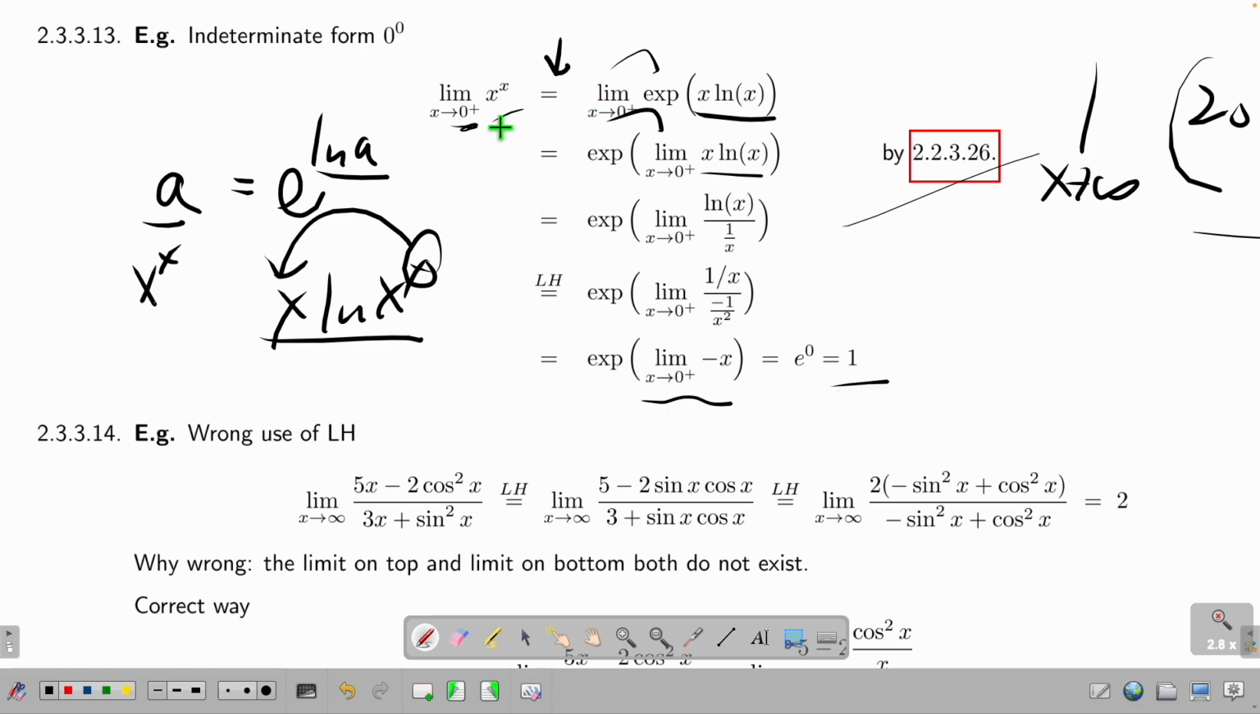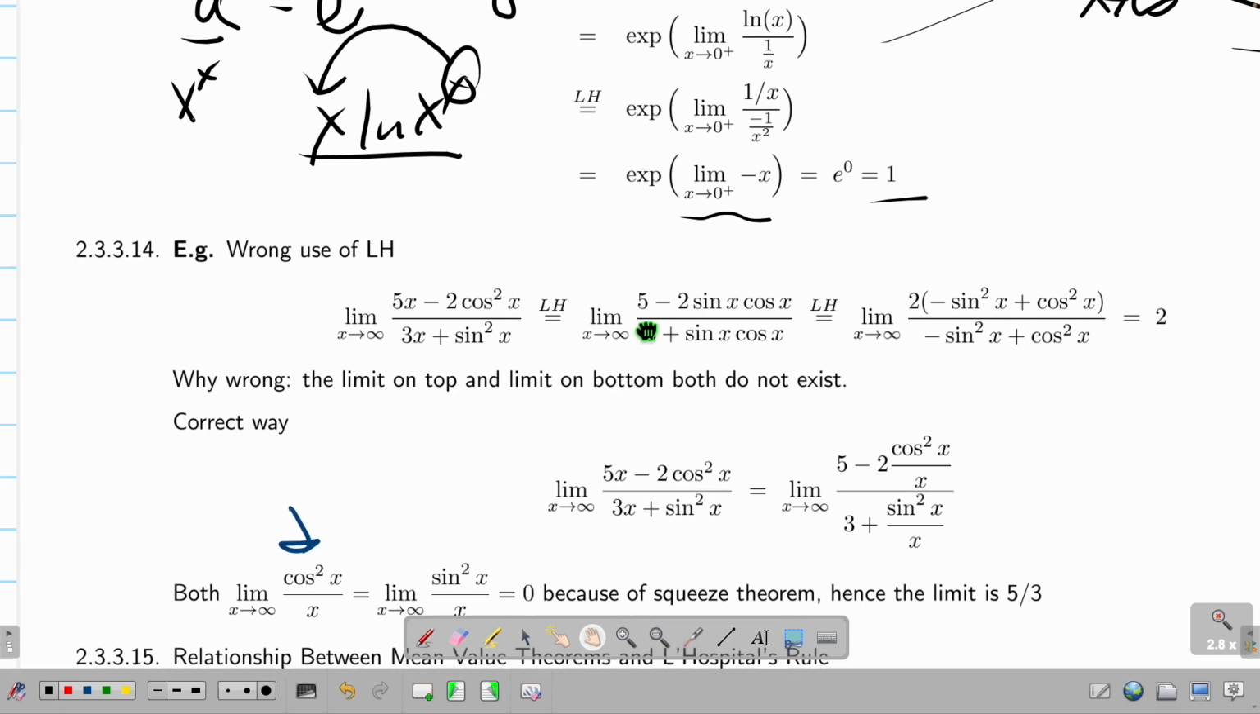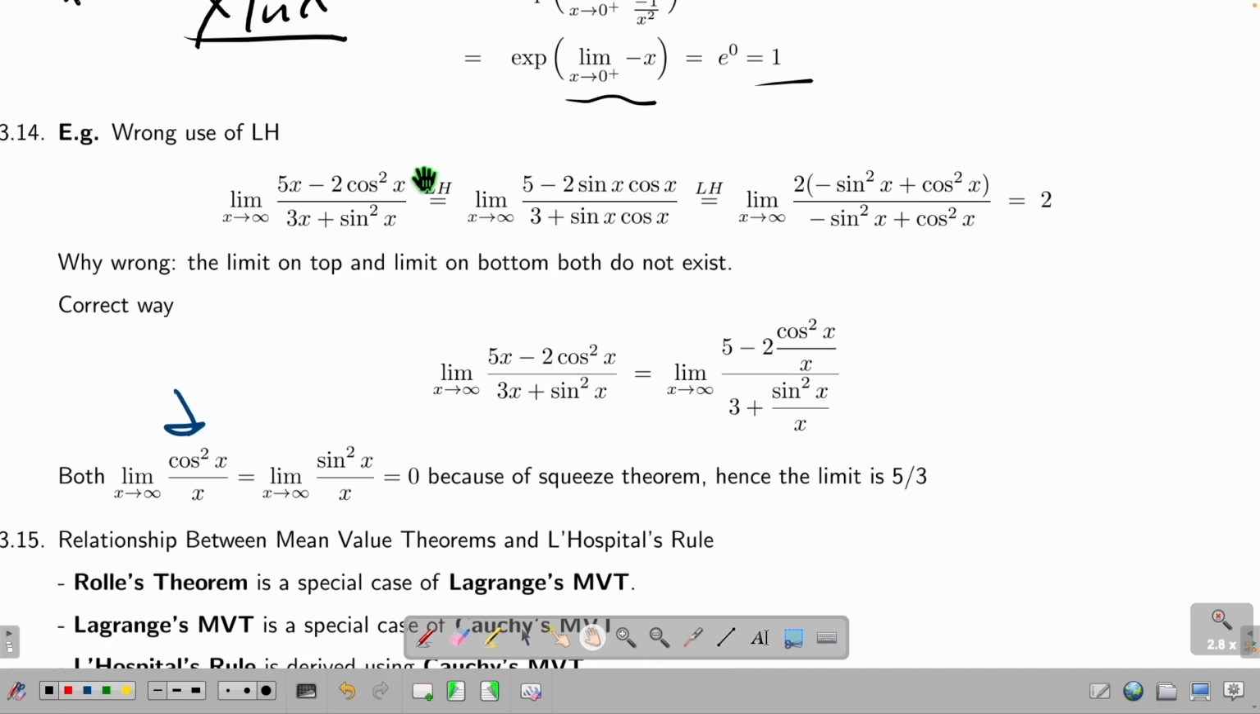This is important: 0 plus. This means all the x is positive. If you suddenly have some negative, you know log of a negative number is an error. The following is wrong. So I have this limit to infinity. I have infinity minus something, infinity plus something, so infinity divided by infinity, so I L'Hospital it, get this, and then same, I L'Hospital it too.